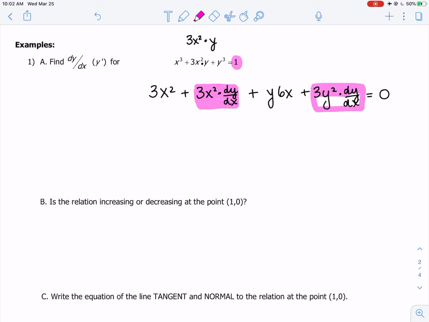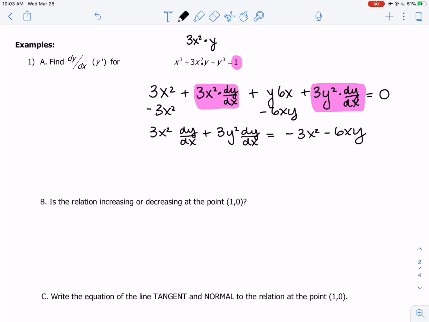We're going to move the terms with the dy dx to one side. So that means that we have 3x squared dy dx plus 3y squared dy dx. And we're going to move the other terms to the other side. Minus 3x squared minus 6xy. I just wrote the terms there using commutative property. So we have minus 3x squared minus 6xy.